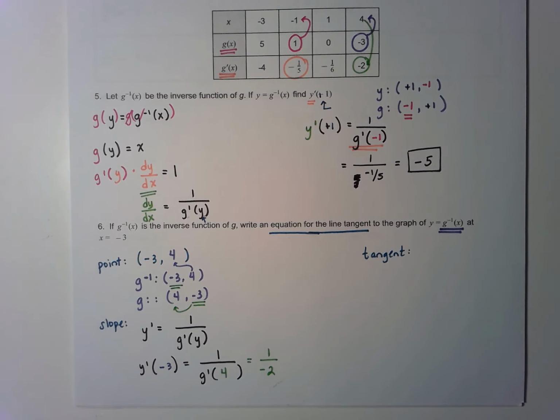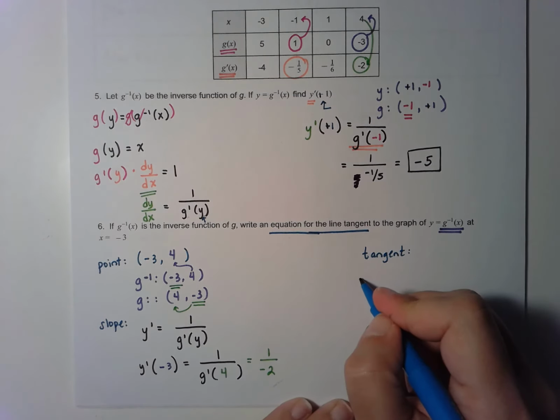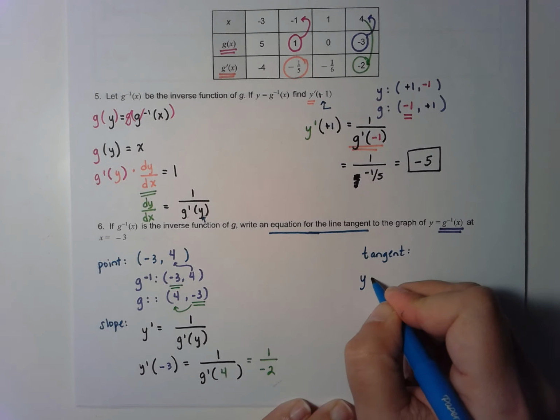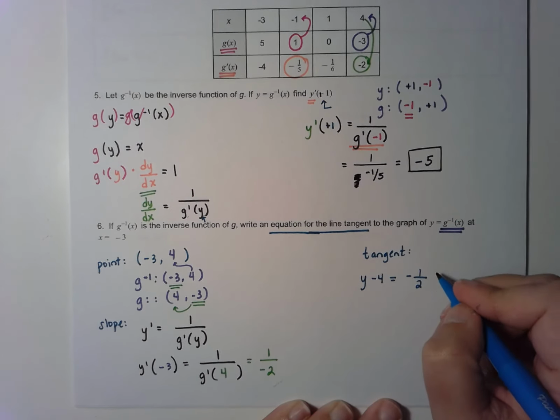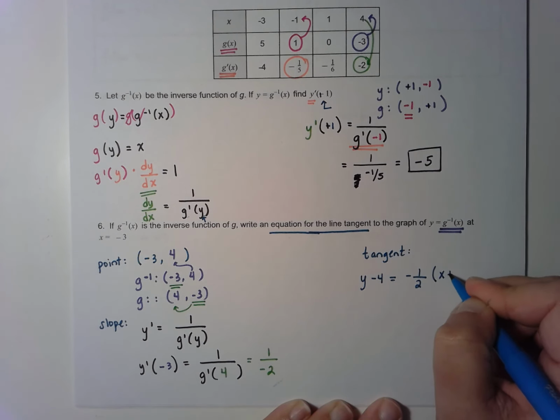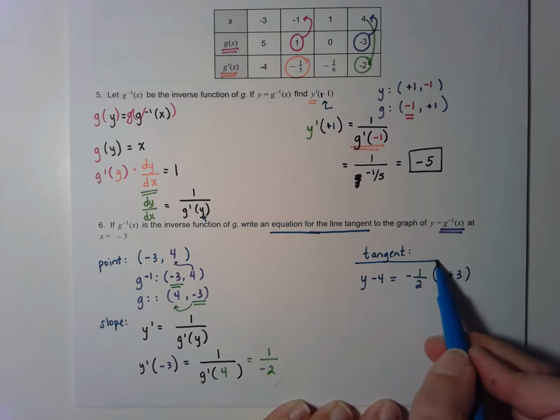Now I've got my point, I've got my slope, I can write my tangent line, which is going to be y minus 4 equals -1/2 times x plus 3.